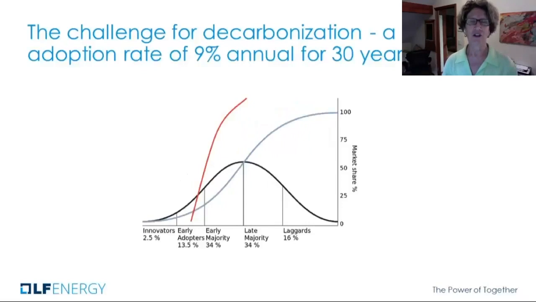This is the challenge for decarbonization. Our adoption rate right now, if we start right now and focus all of our energy, is about 9% annual for the next 30 years in terms of transitioning from fossil fuel and for decarbonizing. And for every year that we postpone that, the curve gets steeper and steeper. If we wait 5 or 7 years, 10 years, we're going to start having adoption curves that are like 25% a year. And of course, that's going to be agonizing and probably impossible.